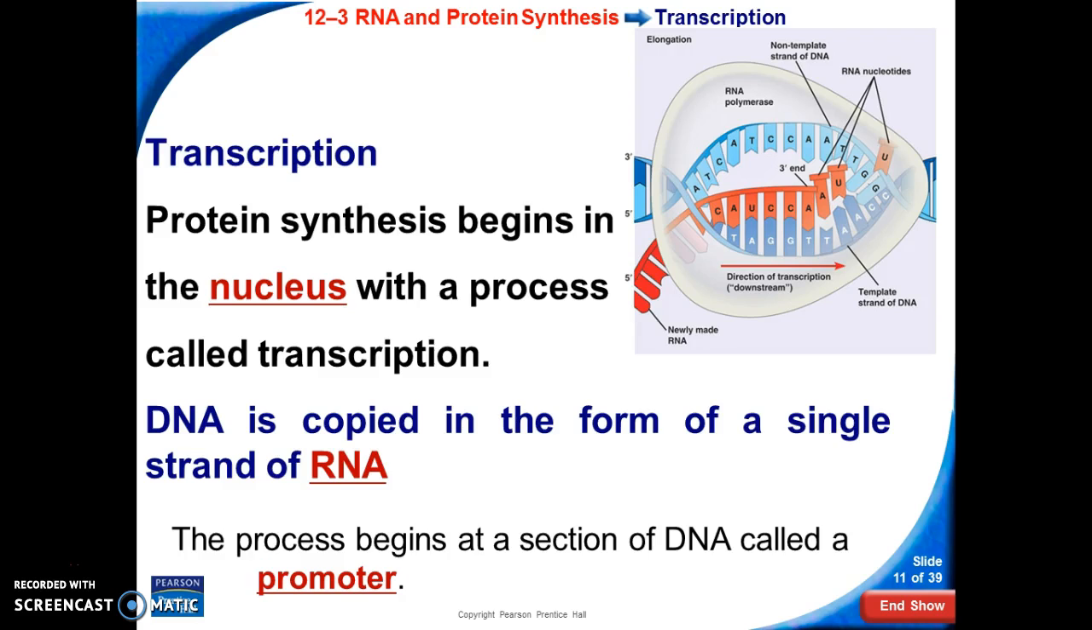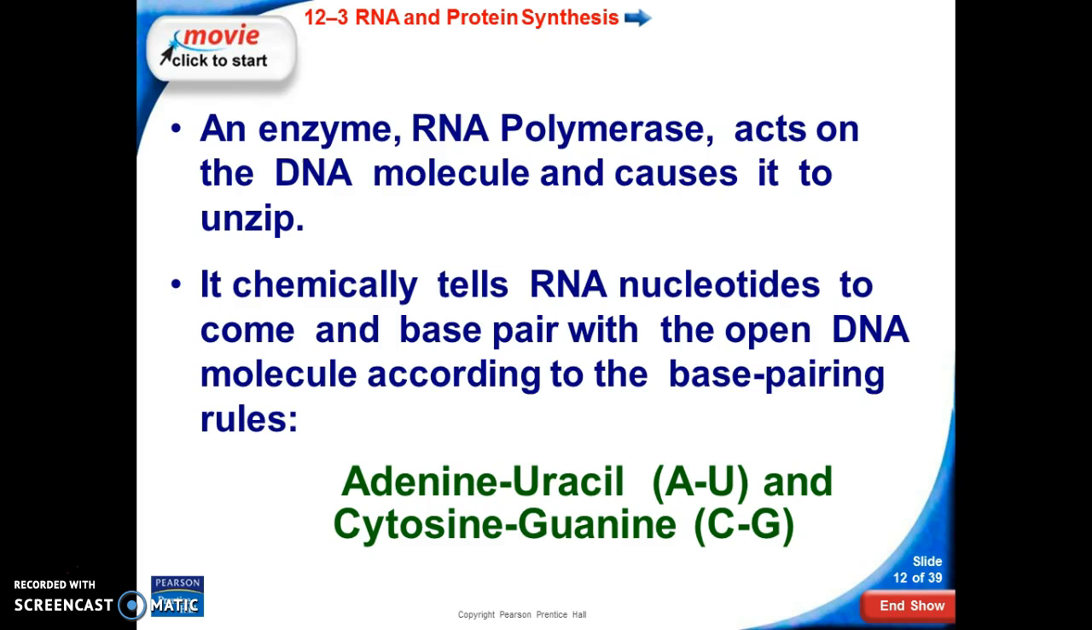The process begins at a section of DNA called a promoter. An enzyme, RNA polymerase, acts on the DNA molecule and causes it to unzip, basically breaking those hydrogen bonds between the bases. It chemically tells RNA nucleotides to come and base pair with the open DNA molecule according to the base pairing rules. Adenine pairs with uracil in RNA, and cytosine pairs with guanine.